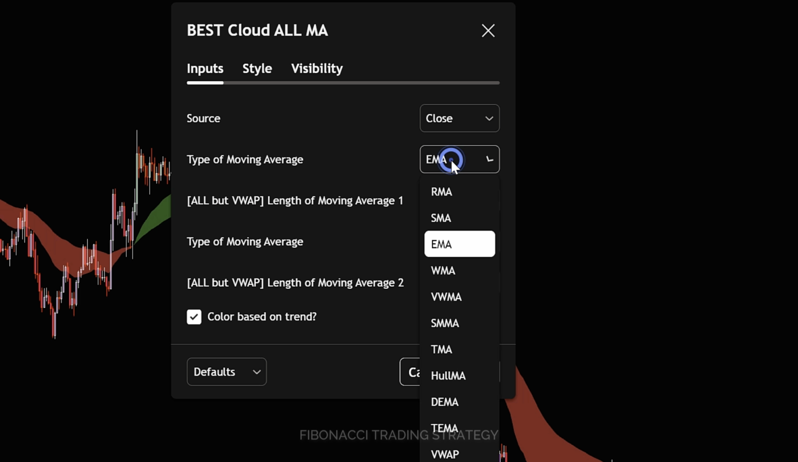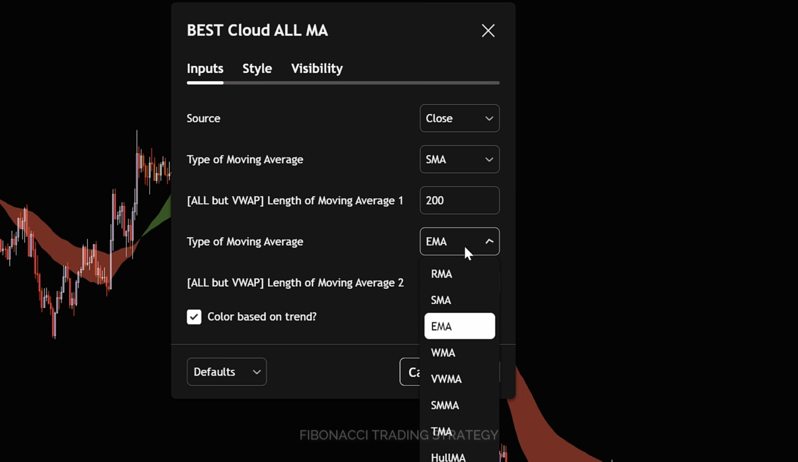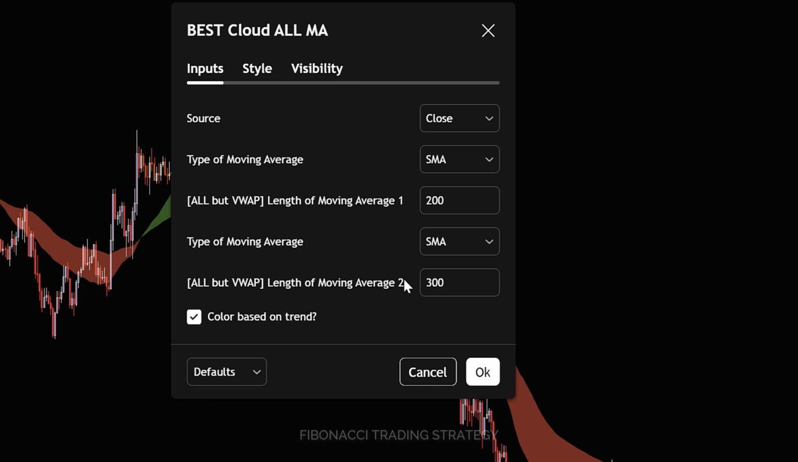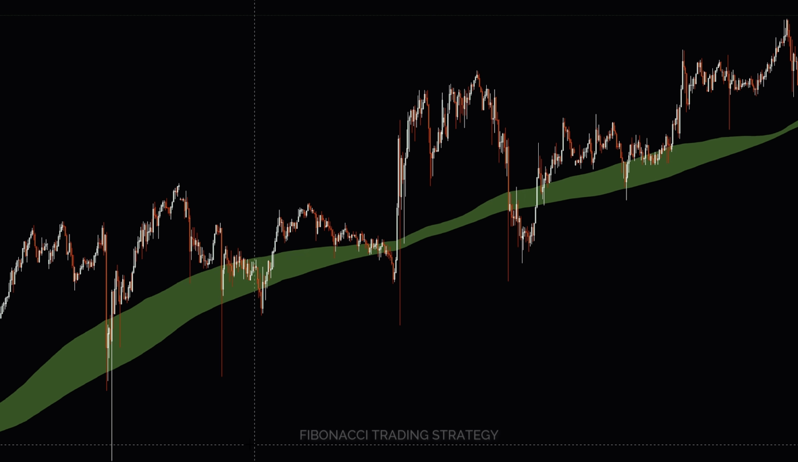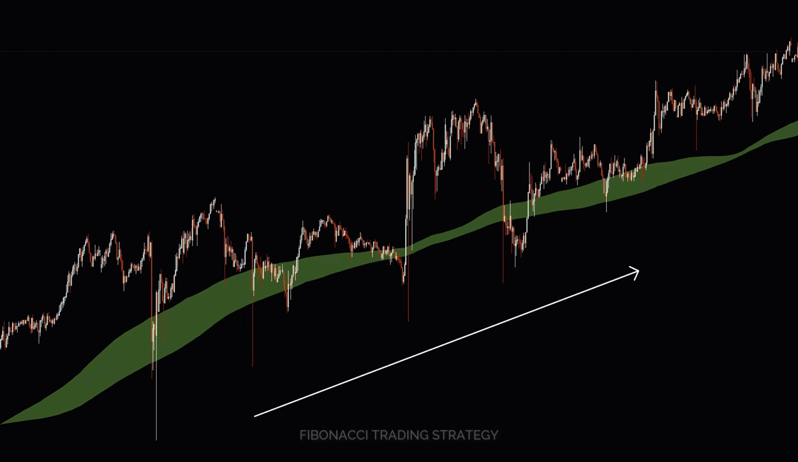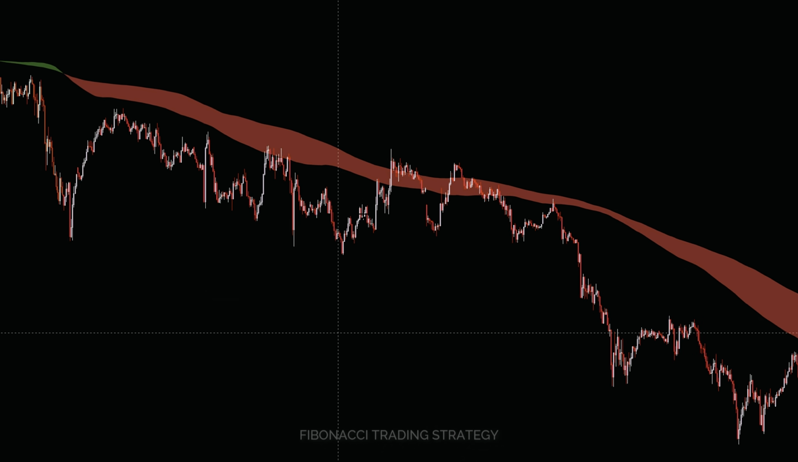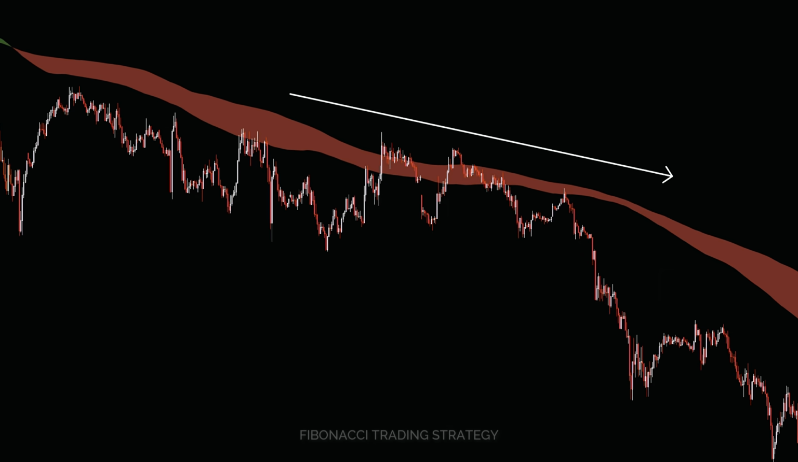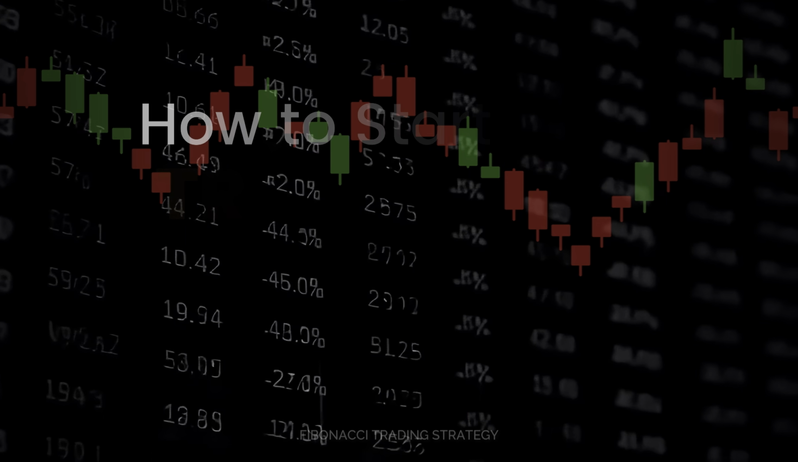I don't use the cloud for entries. I don't use it for signals. I use it as a direction filter. If price is constantly trading above the cloud, I consider the market in an uptrend. And if price is constantly trading below the cloud, I consider the market to be in a downtrend. That's it. Let's look at a real example.